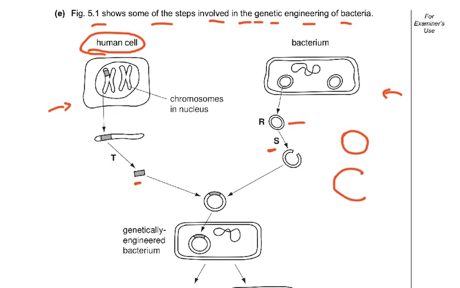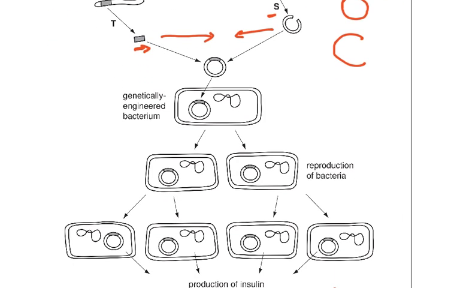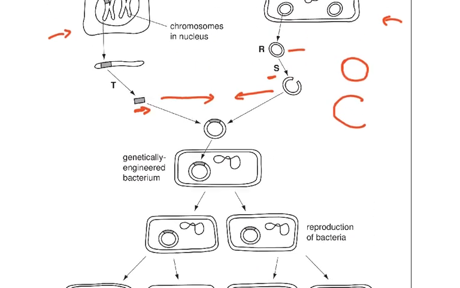And then we have joined the insulin gene here. This is the insulin gene. We have joined this with this, and we have got recombinant DNA or a recombinant plasmid. Then we have put it into a new bacteria, and then these bacteria are reproducing and they are producing insulin for us. Now, the question they've asked you, name structure R.